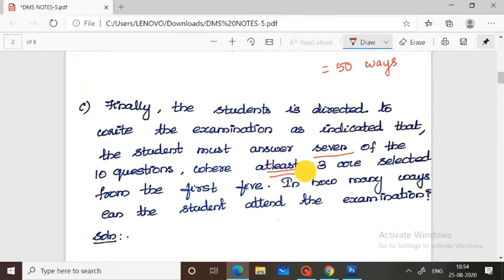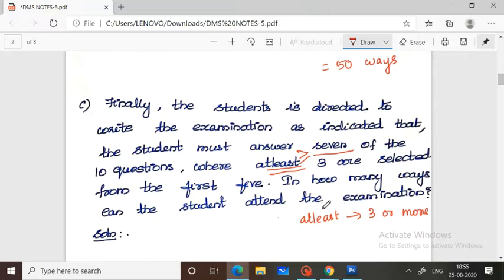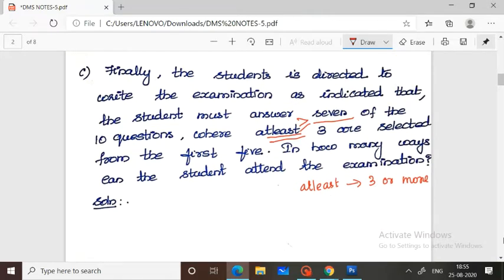At least 3 means, what is the meaning? Where at least 3 means 3 or more. Remember that at least means 3 or more. 3 or more has to be selected. So where at least 3 has to be selected from the first 5. Now, in how many ways can the student attend the examination?